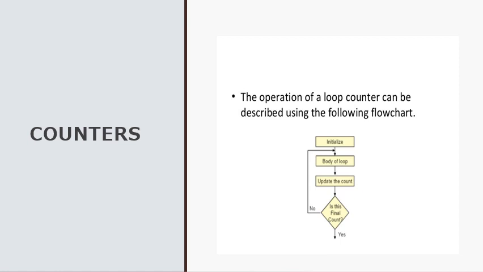Here I have shown the operation of a loop counter by means of a flowchart. Initially the count value is loaded, and after that the program is followed, and the count value is updated each and every time. If the final count is reached, then it will terminate the program. If the final count is not reached, it will execute the same set of instructions or lines in the program. A quite good example for this is array addition, which we have seen.